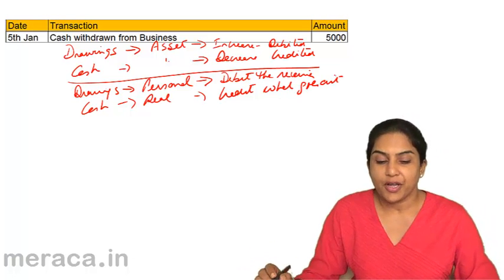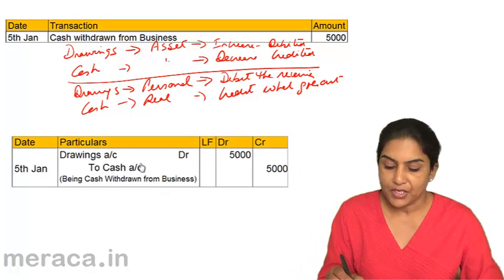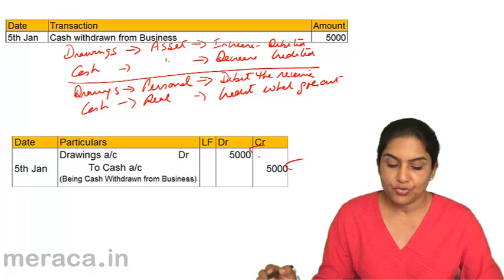So drawings account debit to cash, amount of 5,000.